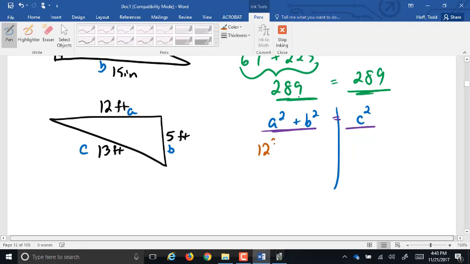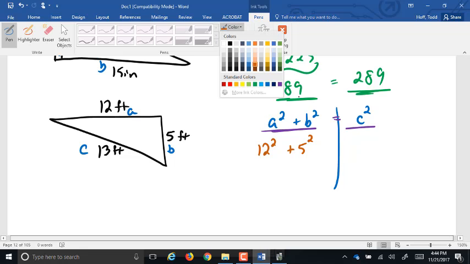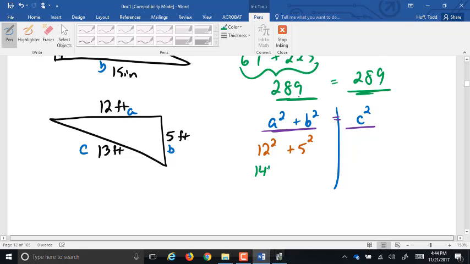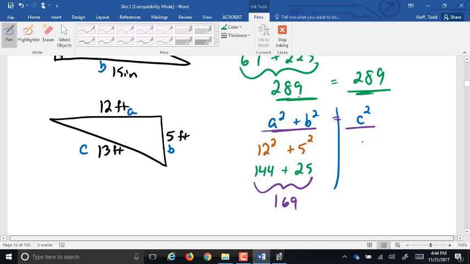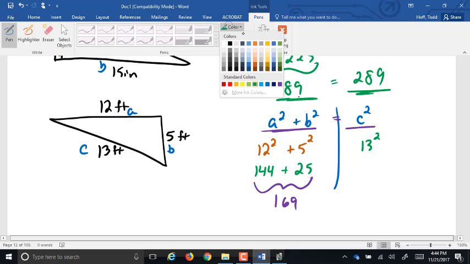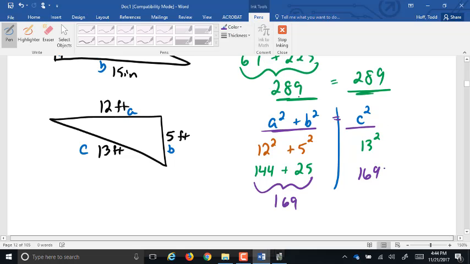So a is 12, so that's 12 squared, plus b is 5, so that'll be 5 squared. 12 squared is 144. 5 squared is 25. That adds up to 169. c is 13, so that's going to be 13 squared, which is 169. So this is a right triangle, and the right angle is between the two smaller sides. Those have to be the legs.